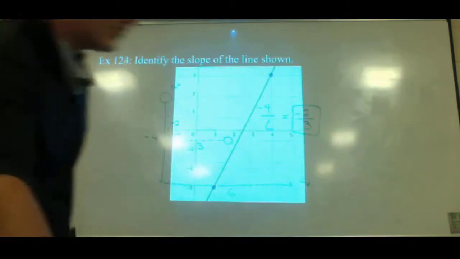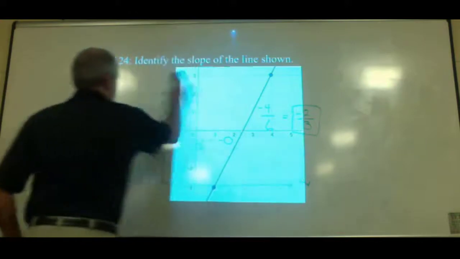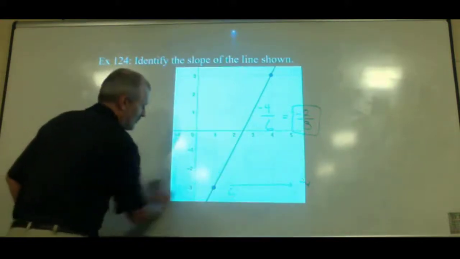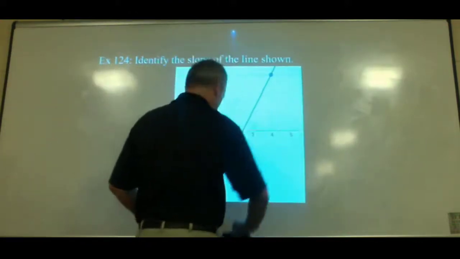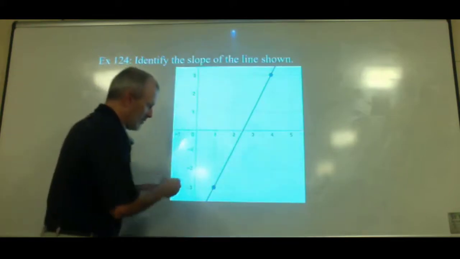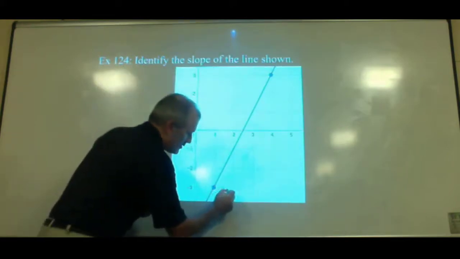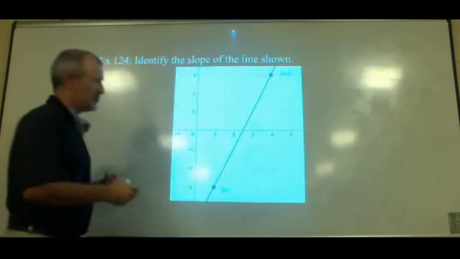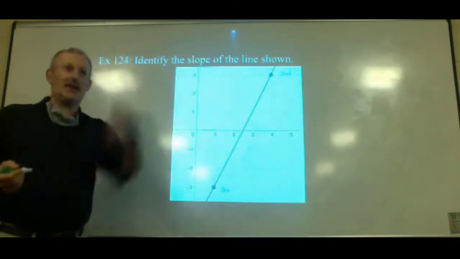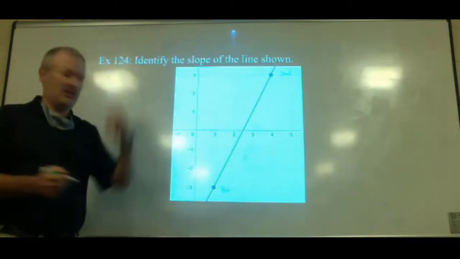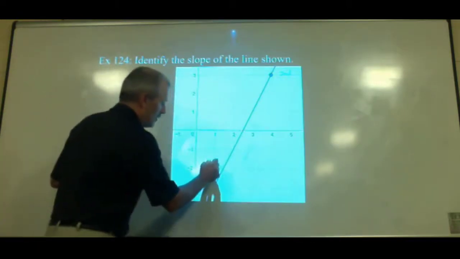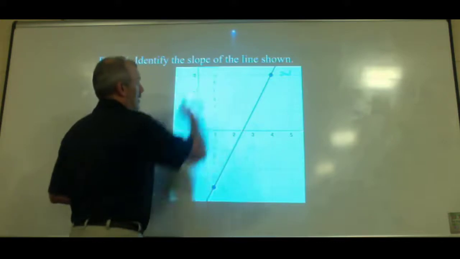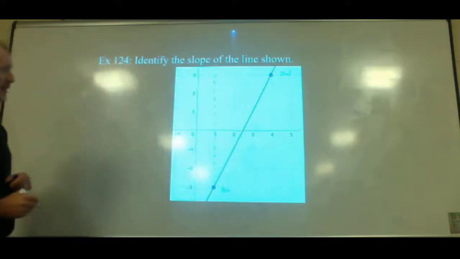All right, let's try this one. And again, I'm going to go from left to right. I did put the dots on here for us. So this is going to be my first point, starting on the left, and this is going to be my second point, going to the right. So the first thing I'm going to do is change in Y, up and down. So I'm going up to here. How far up are we going?